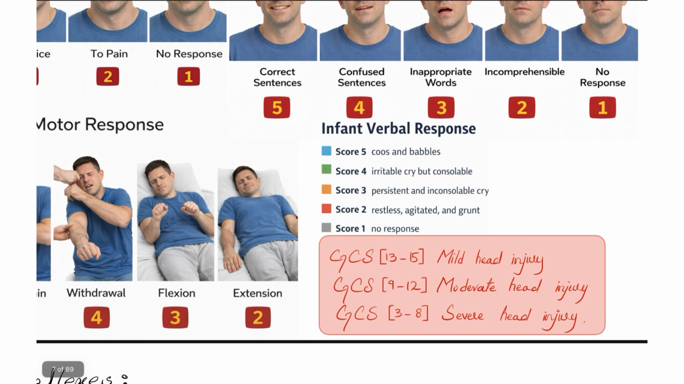Now, verbal response in the case of infants or children is different. You have to give a score of 5 to an infant who coos and babbles, and a score of 4 to an infant who has an irritable cry but is consolable. Give a score of 3 to an infant who has a persistent, irritable cry which is inconsolable, and a score of 2 if the child is restless, agitated, and grunting. Give a score of 1 where there is no response at all.